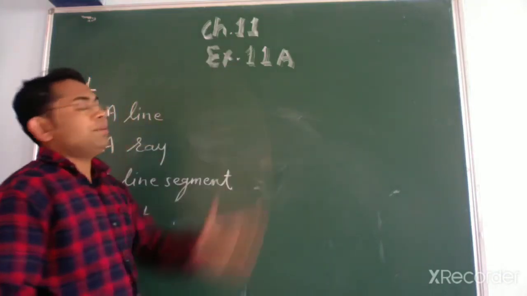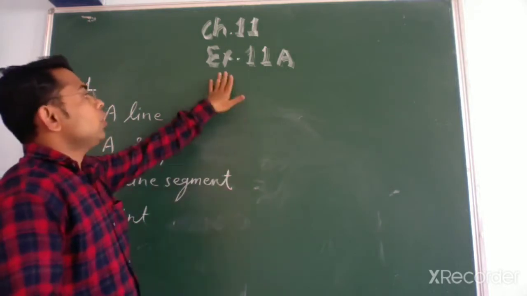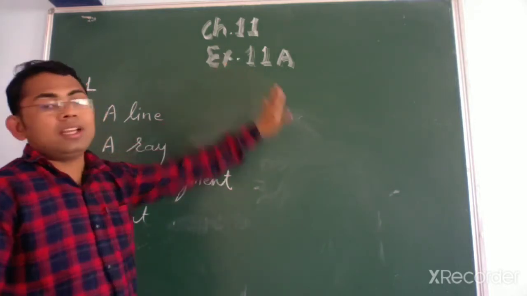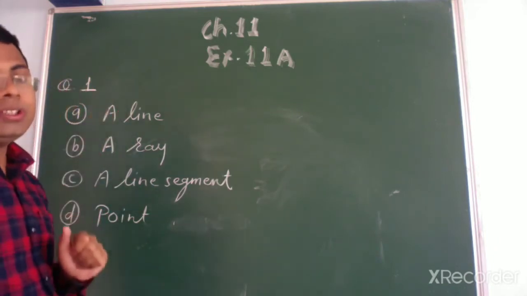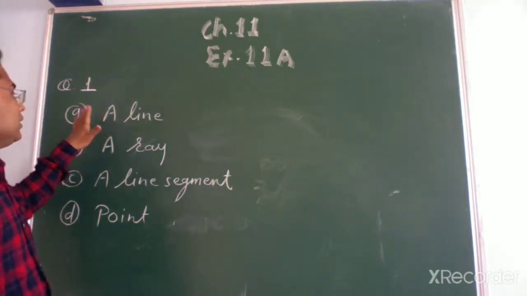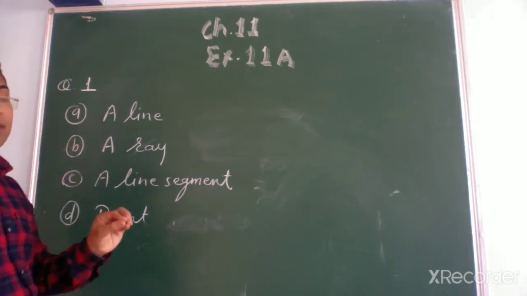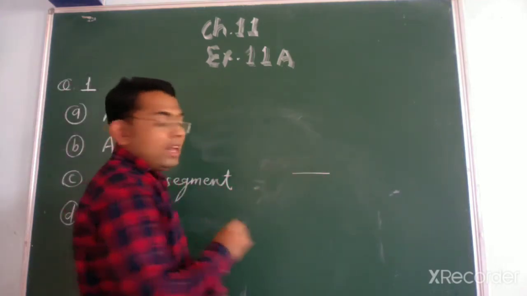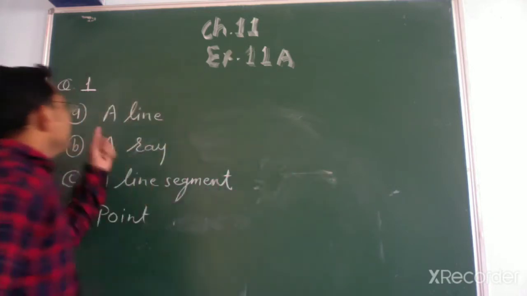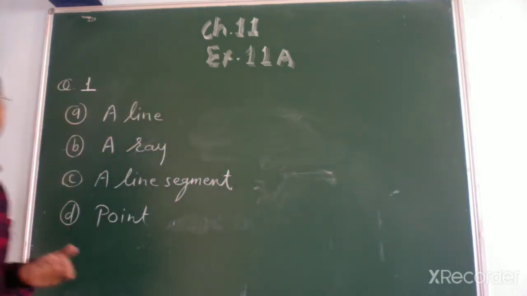We have started chapter number 11. We will solve exercise 11a. Question number first: which of the following has fixed length? Fixed length means we can measure it. So the first is a line.